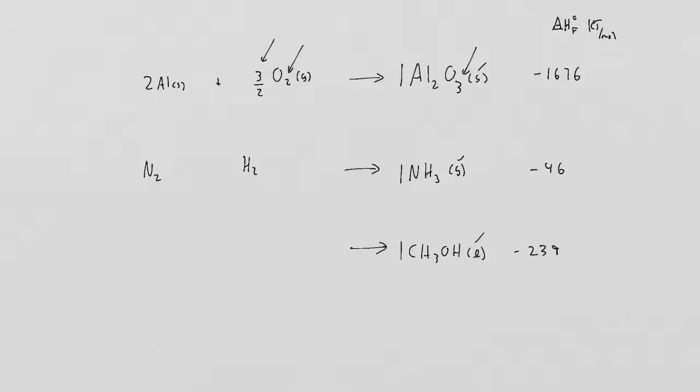So in order to do that, we're going to have, that's my G, by the way. That's not an S. Sorry. Okay, we're going to have 1/2 of the N2, plus, again, 3/2 of a hydrogen to make our 1 mole of ammonia. And the same thing over here.